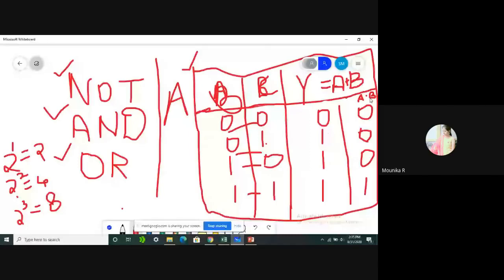If you are taking three inputs, for the AND gate, when will the output be one? When A, B, C are high, then only we are getting output. In all remaining combinations, we are getting 0. Clear all of you? Yes, sir. In OR, if either single input is high, we will get output as high. Clear all of you? Yes, sir.